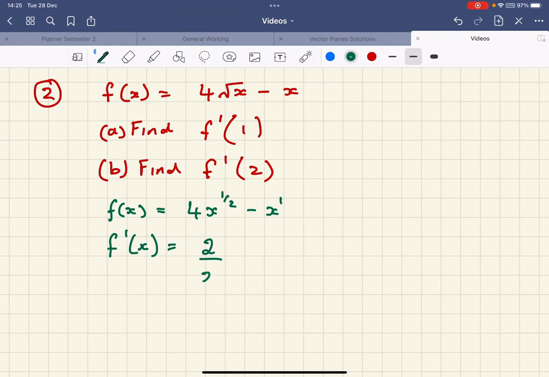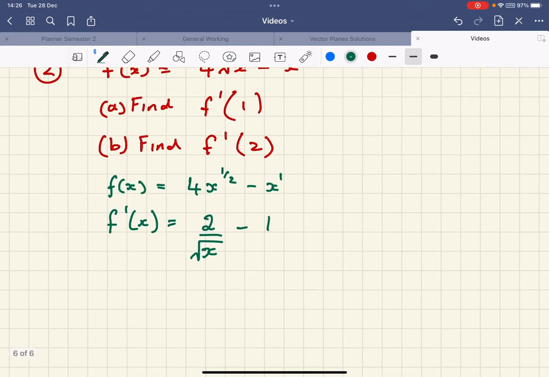And that x now comes on the bottom to give me 2 over x to the power of a half, that is x to the power of minus a half. And then this becomes just 1. So the two things I want to do here is now find the gradients. Let's do the first one: for f dash 1, let's use the differential here, 2 over the square root of 1 take away 1, which is 2 divided by 1, take away 1, which gives me 1.